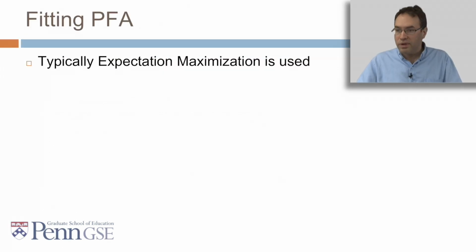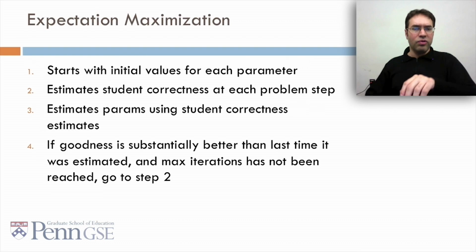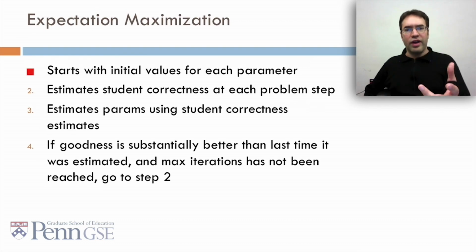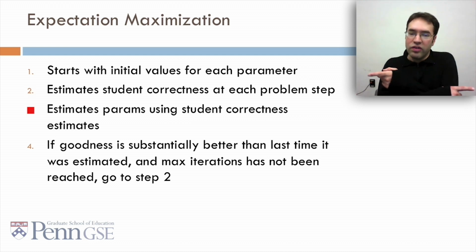So how do we fit PFA? Unlike BKT, where there are several alternatives that people consider, typically for PFA just expectation maximization is used. It's pretty simple. First, we start with initial values for each parameter, which are typically arbitrary. We then estimate student correctness at each problem step or item based on those values. We then re-estimate the parameters using the student correctness estimate.